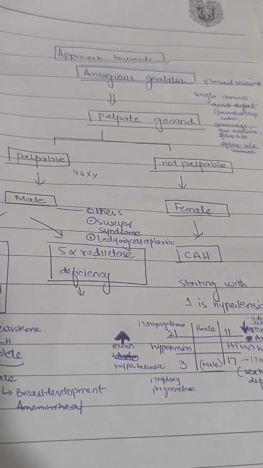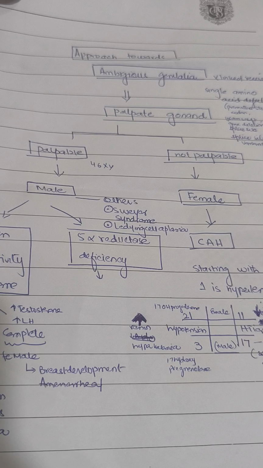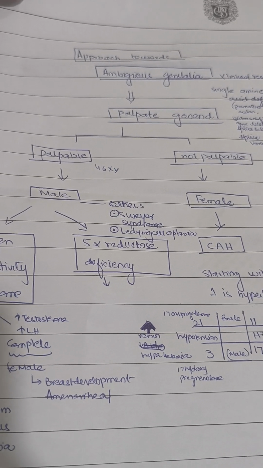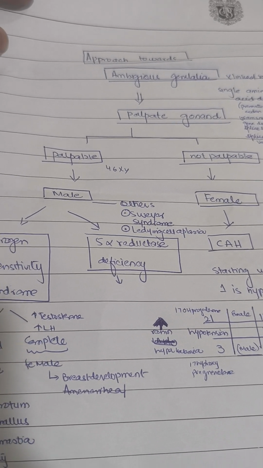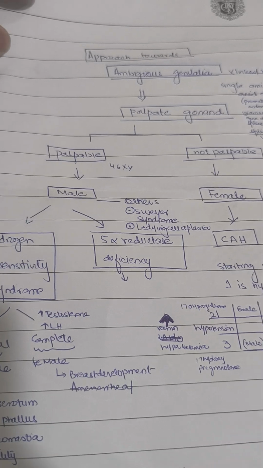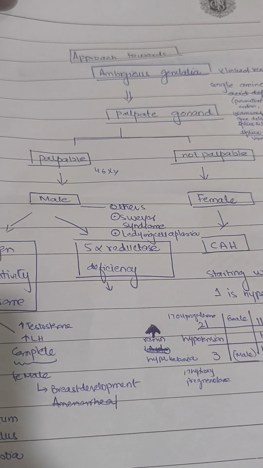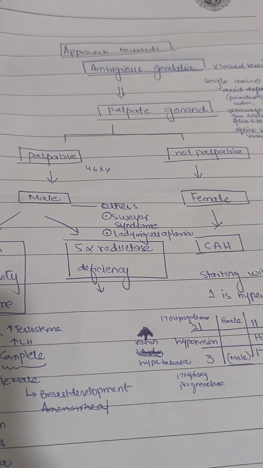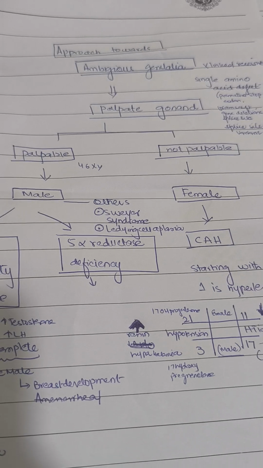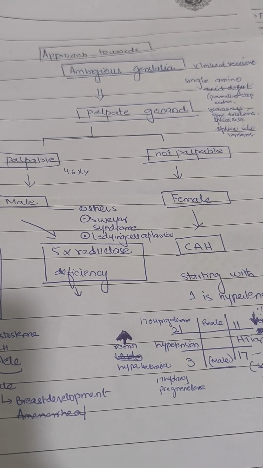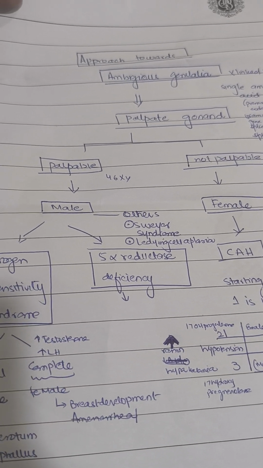Today I am going to discuss the approach towards ambiguous genitalia. Whenever you find a patient with ambiguous genitalia in your clinical practice, the first thing you do is to palpate the gonads. If the gonads are palpable, then it is male, and if they are not palpable, then it is female.